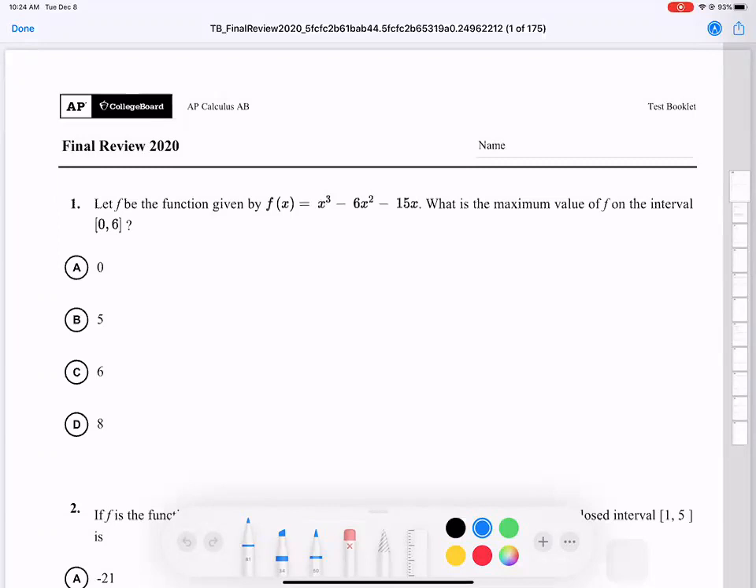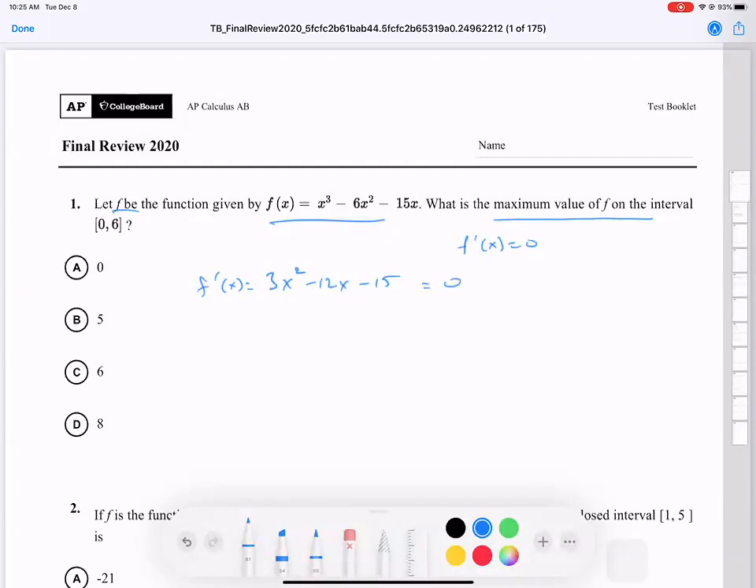Okay, so let's go ahead and run with this. F is the function given by blah blah blah. Find the maximum value of f on the interval. To find the max, we said we're going to look for critical points first. So that means when f prime of x is equal to 0. So let's take the derivative. F prime of x is going to be 3x squared minus 12x minus 15. I'm going to set this equal to 0.